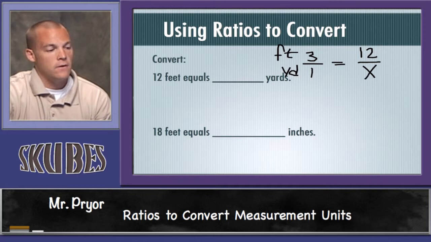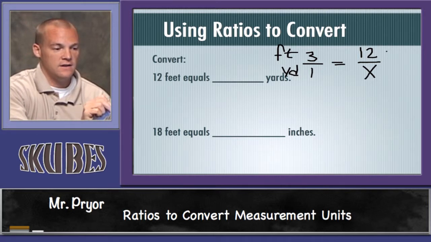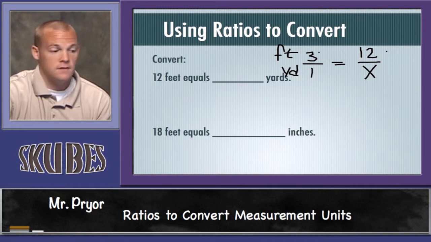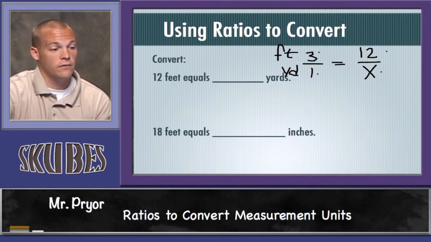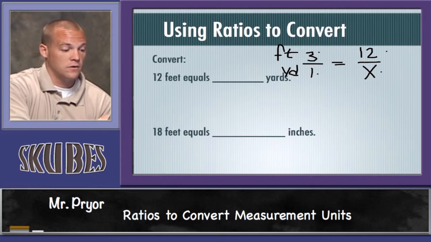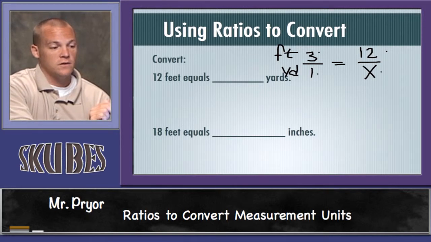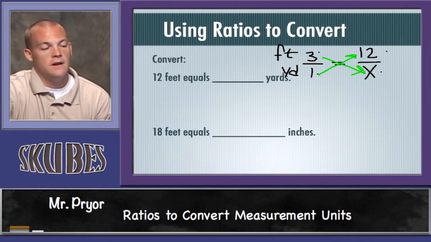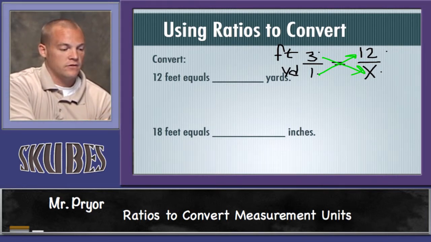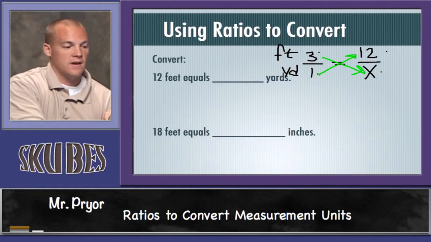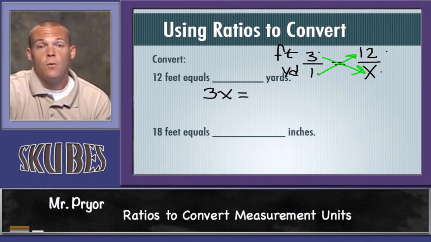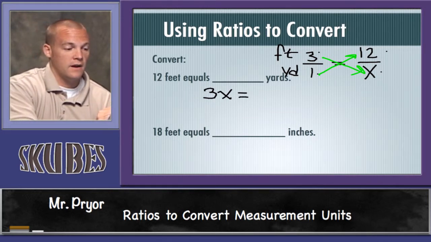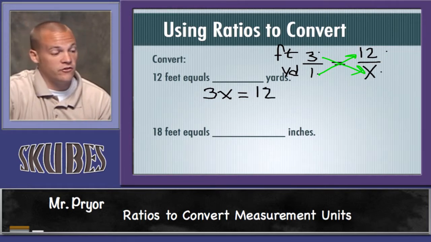Now, you can see that I've set it up so that both these measurements on top are feet. Both the measurements on bottom will represent yards. However, one of them we don't know, and that's what we're going to find. Now we're going to use the process of cross multiplication again. Here you will cross multiply 3 times x and 1 times 12. When you do that, it'll set up an equation. So we'll start with 3 times x, which gives you 3x. Then we will multiply 1 times 12, which gives you 12. Nice and easy multiplication there.